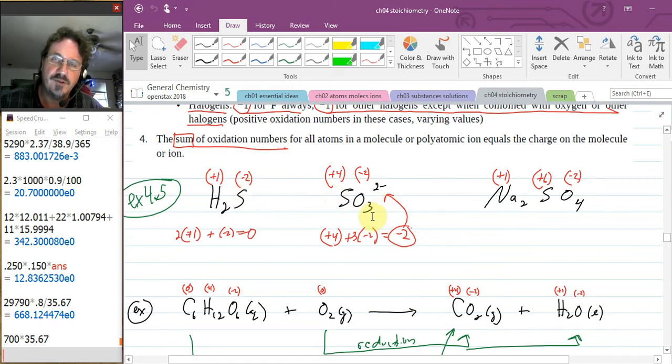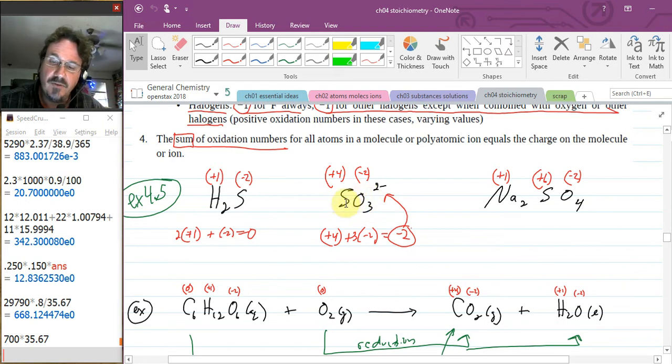SO3 2-, so sulfite. We've seen that before. Ooh, here it has to add up to be a -2 because the whole thing has a -2 charge. Alright, so what are the oxidation numbers? I'm looking at this. The rule that I remember is oxygen is almost always a -2. And if that's true, because I've got 3 of them, that's a grand total of -6.